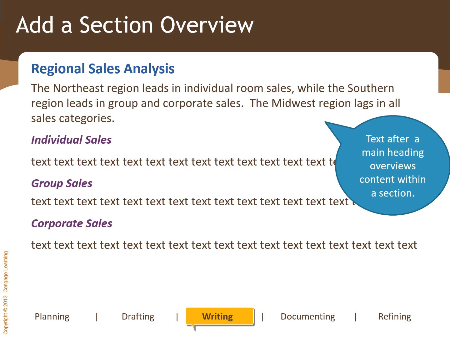That's text after a main heading that overviews content within a section. So that's the two sentences right below the major heading, regional sales analysis: "The Northeast region leads in individual room sales," etc. That's the section overview here. Remember, this is a big section with a lot of subheadings. So sometimes it would be a good idea to include 1 or 2 sentences, as short or as long as you need them to be, to describe and tell us a little about this next part. It's basically an introduction to the part that we are about to read.